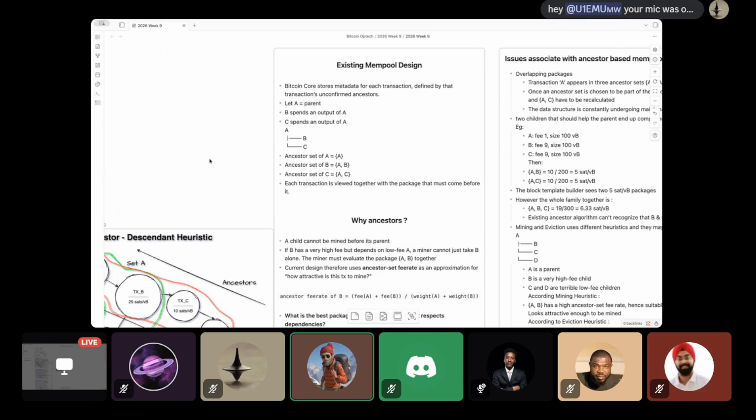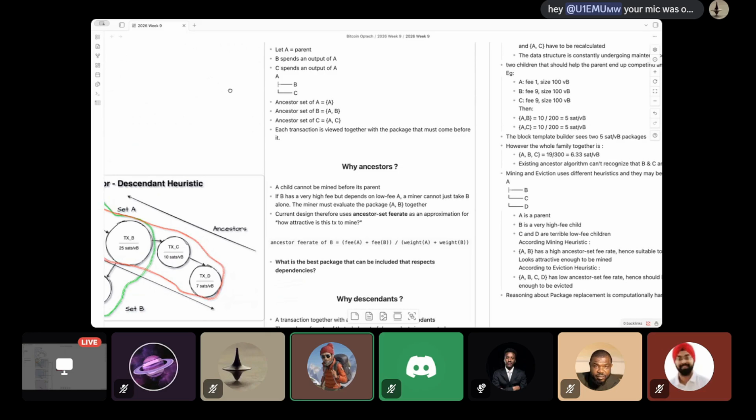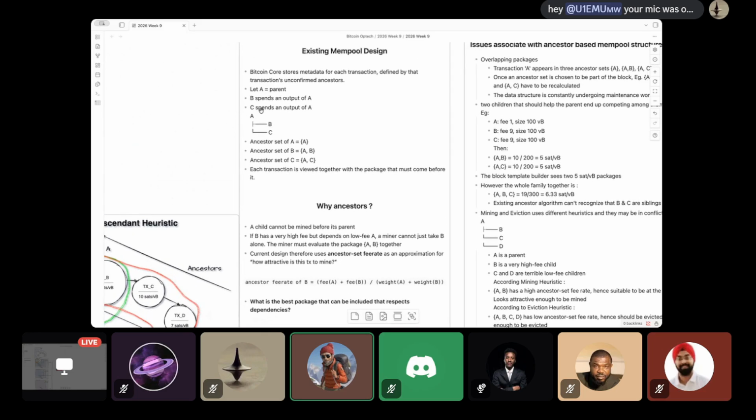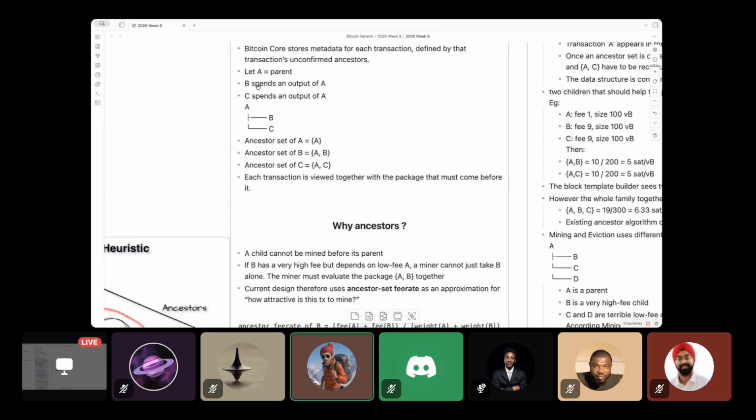So let's say there are three transactions. A is the parent, and B and C are children of A. What the mempool currently does is define ancestor sets for each of the transactions. For example, the ancestor set of A itself is only A, the ancestor set of B is A and B, and the ancestor set of C is A and C. So the first step is that the heuristic algorithm will calculate these ancestor sets.